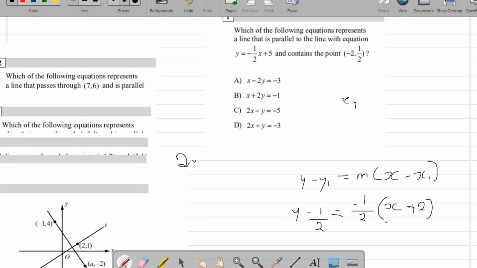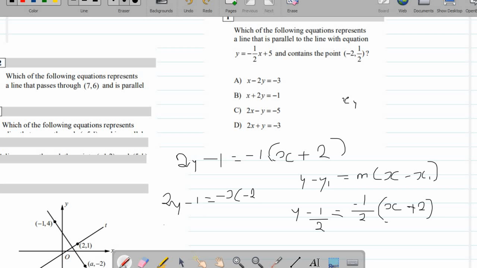So multiplying everything by 2, you're going to get 2y minus 1, because if you multiply this by 2, you're going to get 1, equal to, multiply this by 2, you're going to get minus 1, equal to minus 1 into x plus 2, and that's it. You're done multiplying by 2. Okay, and then expand this, you're going to get 2y minus 1 is equal to minus x minus 2. Okay, and let's solve that.